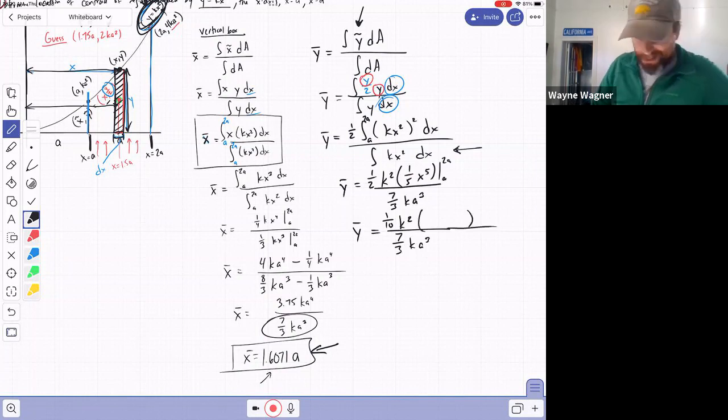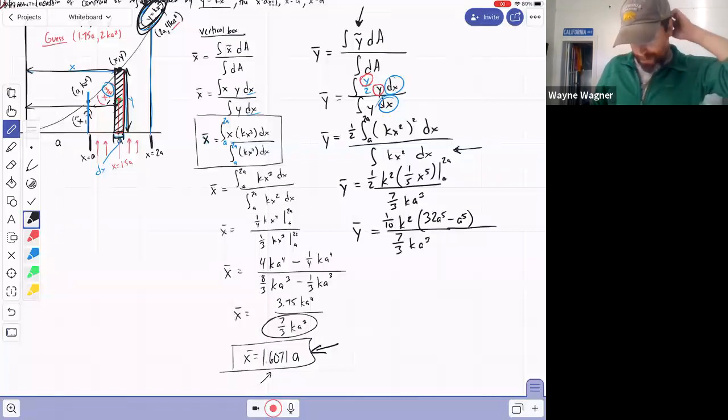So it's going to be what? 2 to the 5th is 32, I think. 32 a to the 5th minus a to the 5th. Okay, that's super annoying. A to the 5th. That's so ugly.